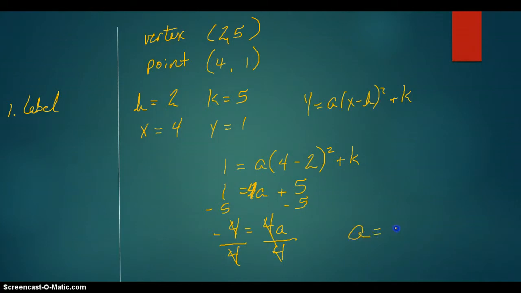A equals negative 1. And I'm going to write the equation over here because I am running out of slides. So we have y equals a, negative 1, x minus h, which is 2, squared, plus k, which is 5. And I hope you were able to get that. If not, go back to the beginning of this video and see what you missed.